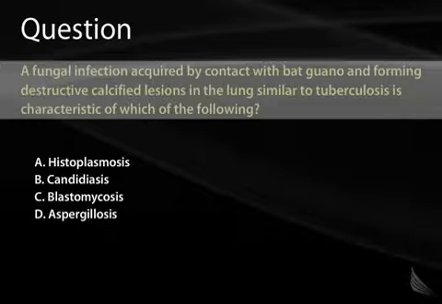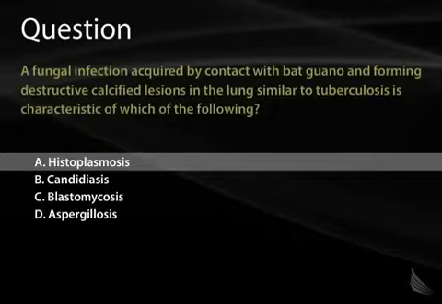So again, in this question, the key is that we know that we have a fungal infection acquired by contact with bat guano. Bat and bird droppings are what's going to give you histoplasmosis. We know that it can cause lesions in the lung. Even though we didn't talk about destructive calcific lesions, anything coming from bat guano you're going to want to associate with histoplasmosis on Step 1.